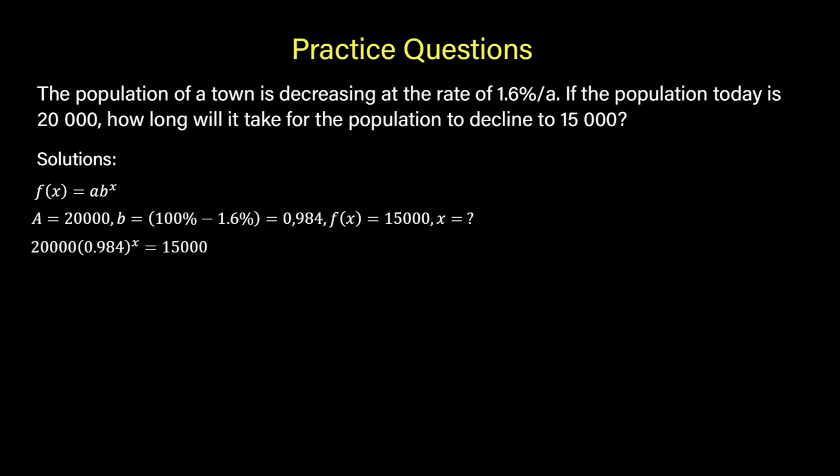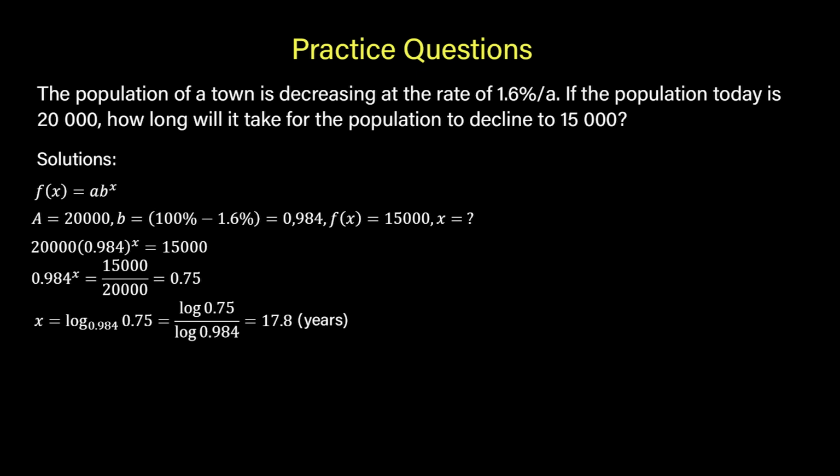20,000 times 0.984 to the power of x equals 15,000. 0.984 to the power of x equals 15,000 divided by 20,000, which equals 0.75. X equals log of 0.75 to the base of 0.984. X equals approximately 17.8 years.